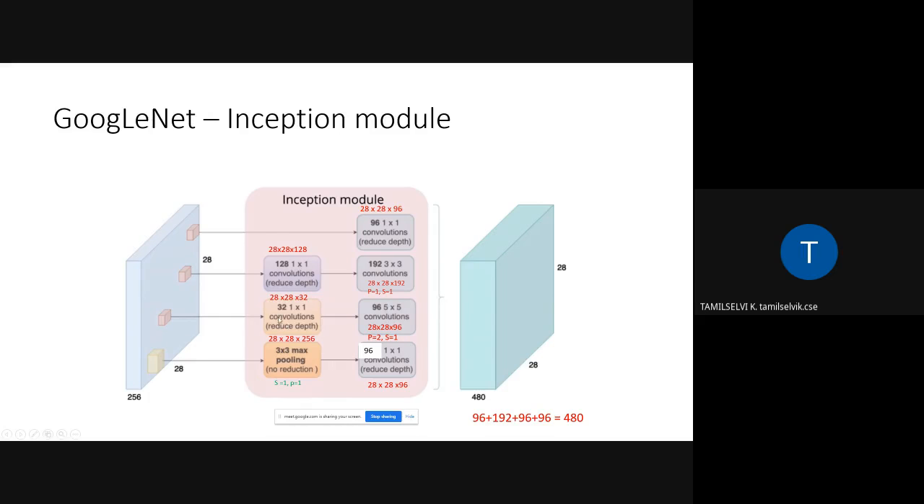Similarly, because of 1x1 convolution, you have 28 cross 28 into 1, and you have 32 filters, so that gives 28 cross 28 cross 32.